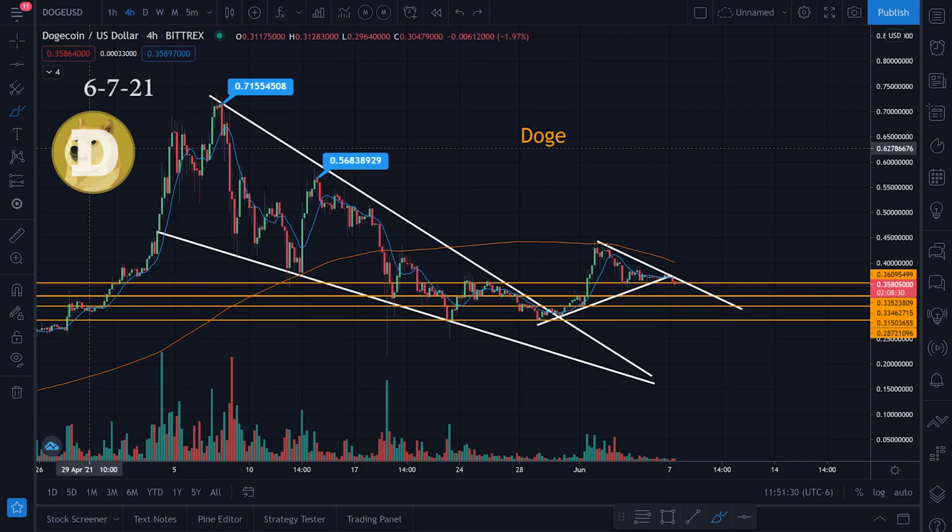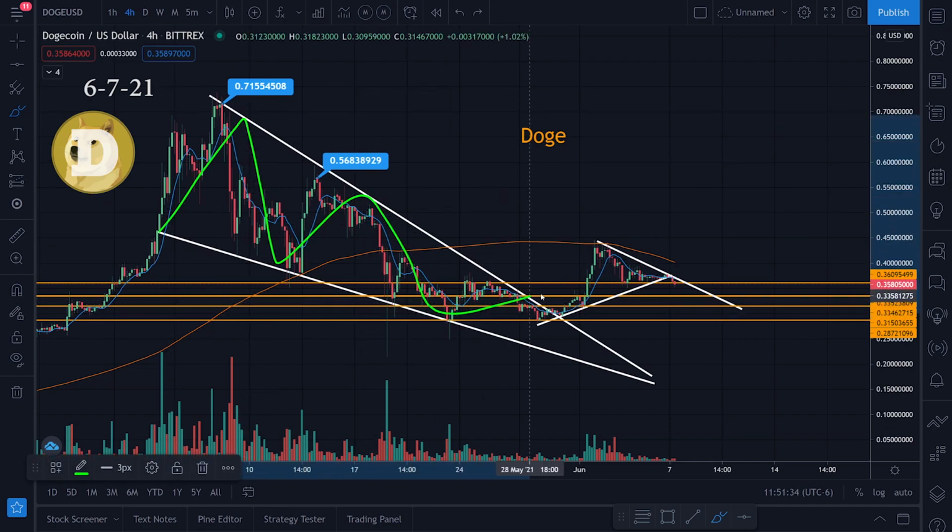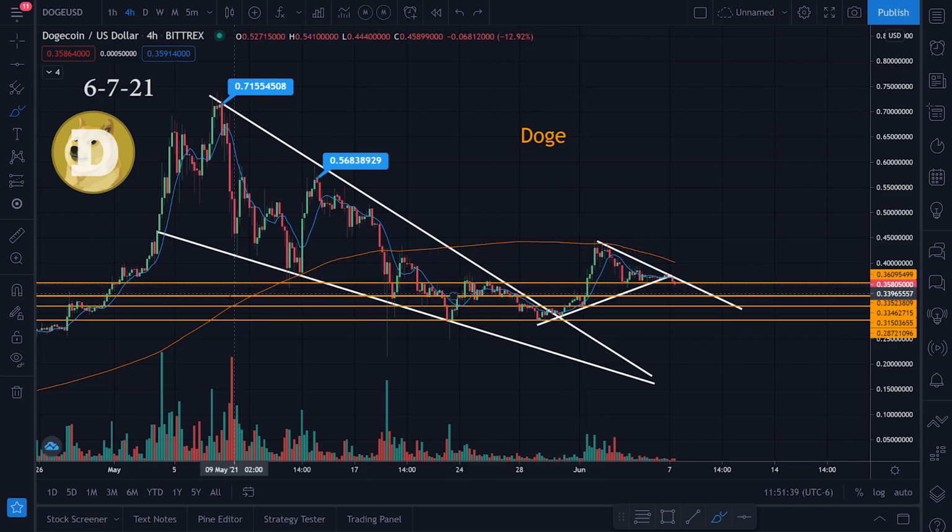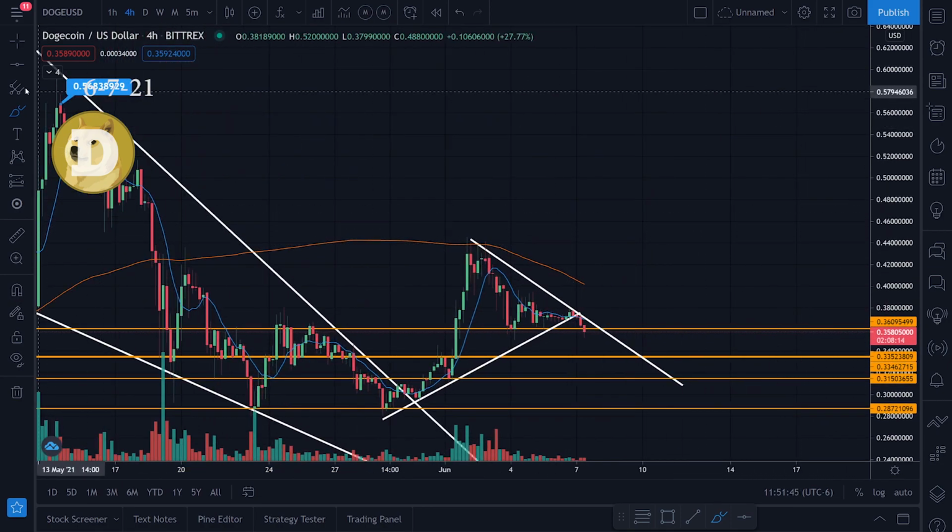Let's take a look at the chart action for Dogecoin. Alright, so in my last video, I'd been talking about this falling wedge we had going something like this. And we had a breakout right here. And I talked about how on the 4-hour time frame, we have this 180 moving average coming in right here. And I was thinking that we're going to get some rejection right here.